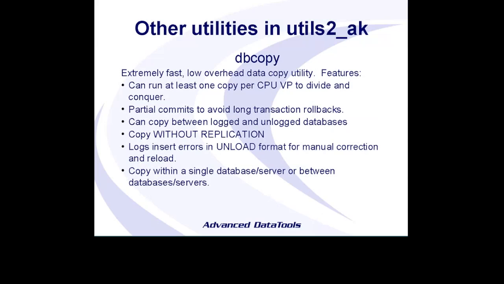Those source and target can be a single database, multiple databases in the same server, or multiple databases across multiple servers. It actually runs fastest if it's running on a third machine, copying data from one database to another, from one server to another. That's where you can get the best throughput, especially if your network is very fast. It does partial commit, so it avoids long transaction rollbacks, and there's an option to copy without replication. Any records that it can't insert are logged to a flat file in unload format, so you can correct the data and reload it later.